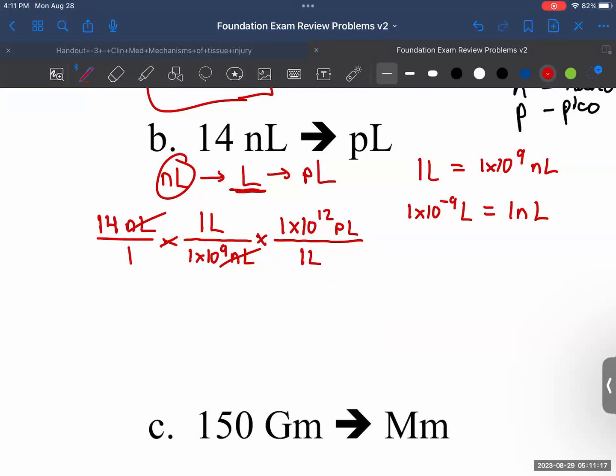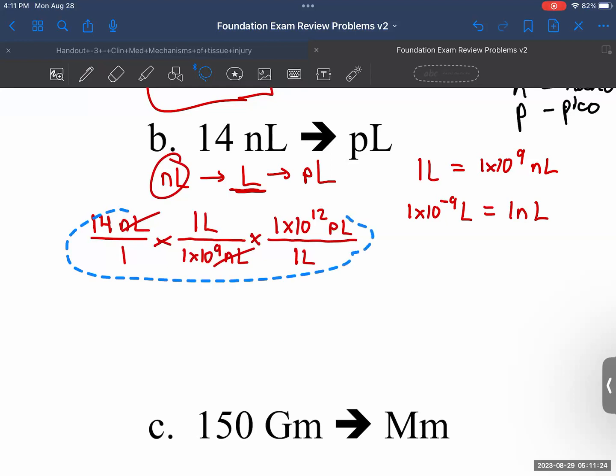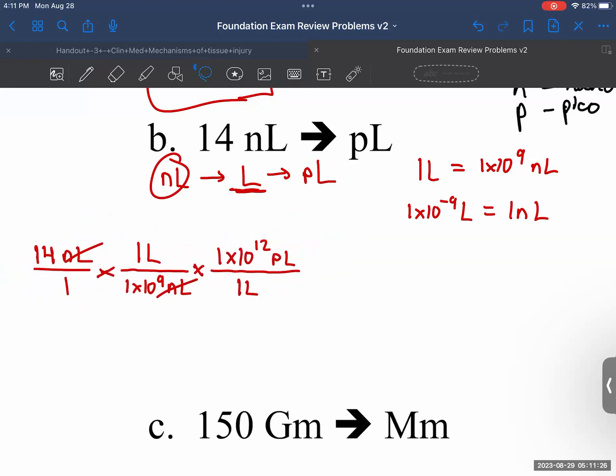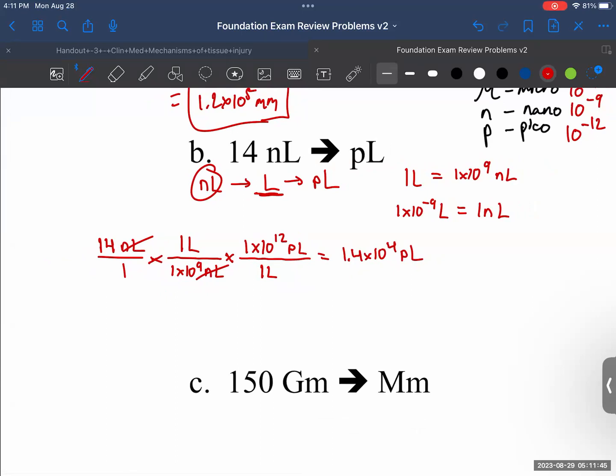Who has a calculator and can put this in? Really, you don't need a calculator, but we're going to be given one on the test, so might as well use it. What do you get? Times 10 to the fourth? Okay, 1.4 times 10 to the fourth, and these units are now picoliters. All right, so that's metric to metric. How do y'all feel about metric to metric conversions?